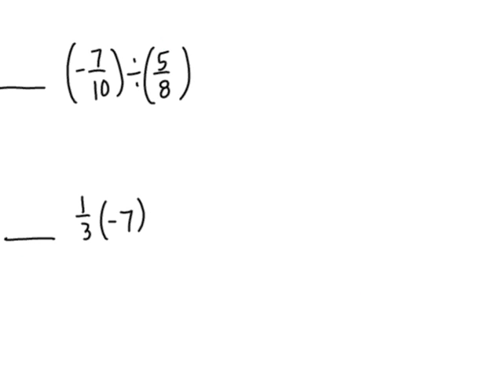Last ones, we have a negative 7/10 divided by 5/8. So my first step is to rewrite it. So I have negative 7/10 times 8/5 when I flip. 8 and 10 share a common factor. 2 goes into both of them. So 2 goes into 8 4 times, and 2 goes into 10 5 times. Looking at my signs, they are different, so my answer is negative, and this would be 28/25 negative.